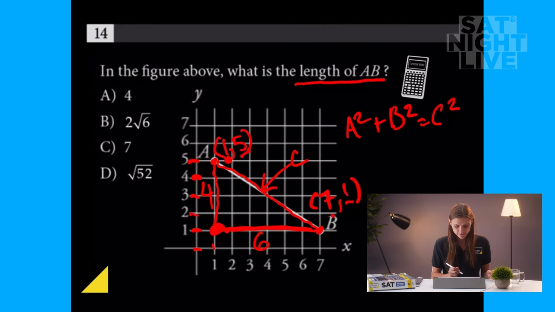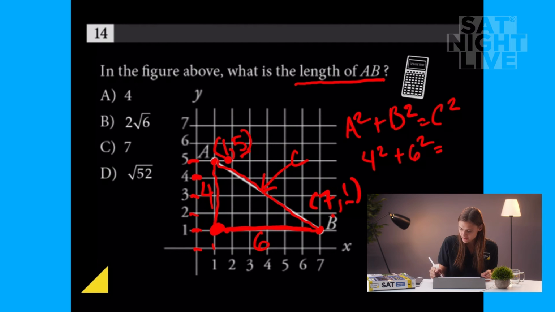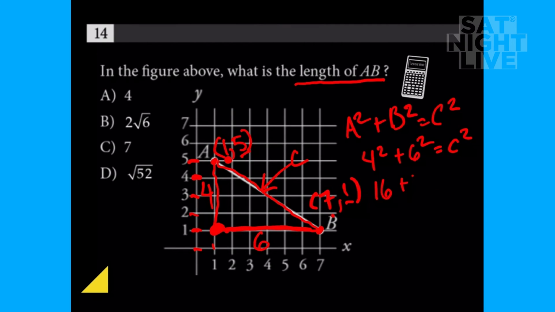So we can go ahead and figure this out. We've got 4 squared is 16. We can write this all out. So 4 squared plus 6 squared equals c squared. And then we have 4 squared is 16 plus 6 squared, 36, equals c squared. So 16 plus 36 is going to be 52. And we want the square root of that.